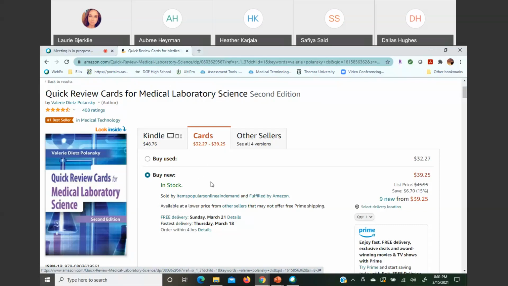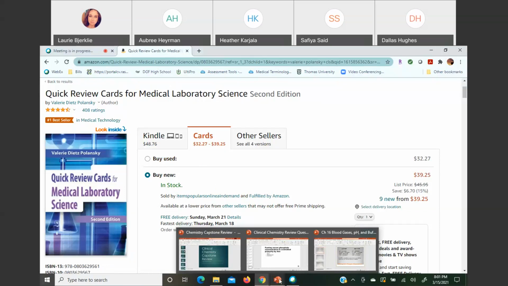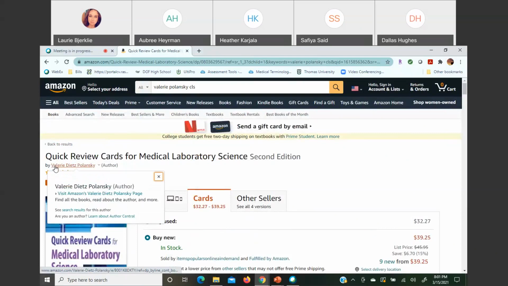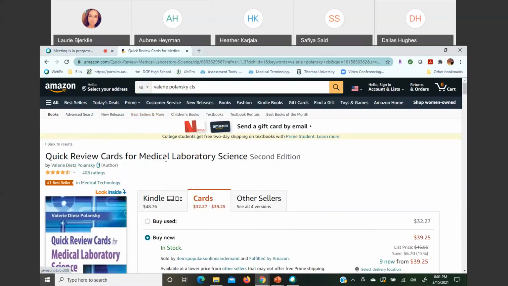So I always say they're amazing because they're in flashcard form, and you can highlight and write on there and use them as you want to. So it's just kind of what I recommend. I always look at Valerie Polanski and see a lot. Otherwise, you can search for them as Quick Review Cards for Medical Lab Science.